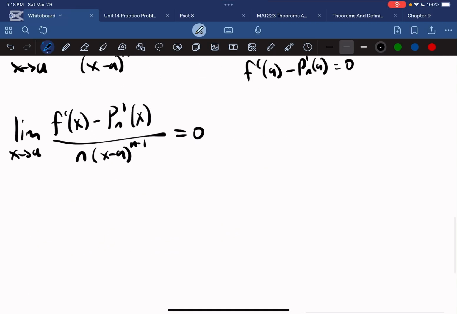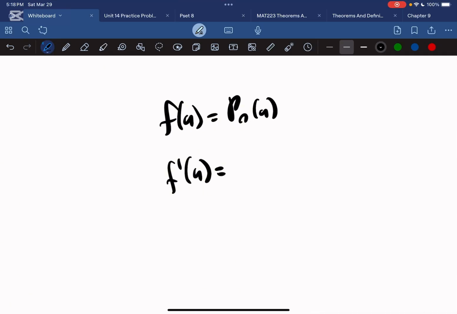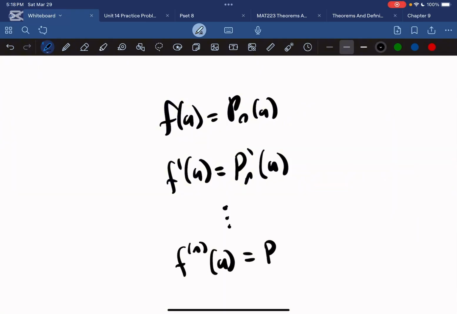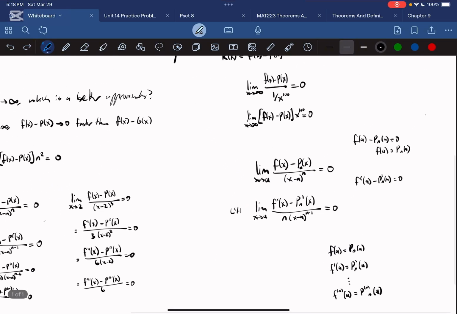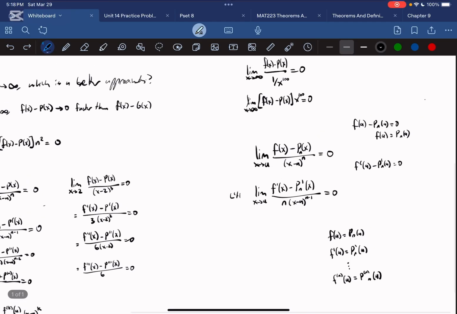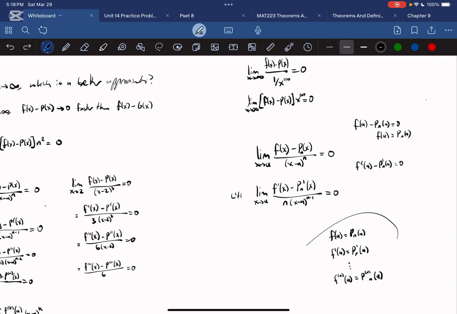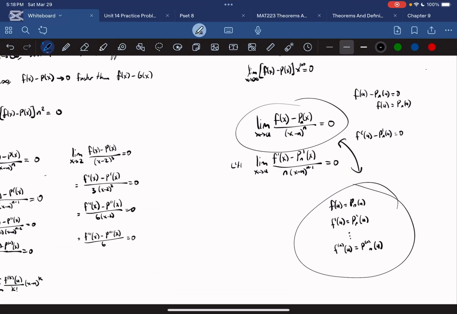Meaning we get this chain of equalities. We have f at a is equal to p_n at a, right? f prime at a has to be equal to p_n prime at a, all the way up until the nth derivative of f has to be equal to the nth derivative of p_n at a. These all have to hold for some approximation, p sub n of x, for f at x. And this and this are equivalent definitions for approximation, okay?